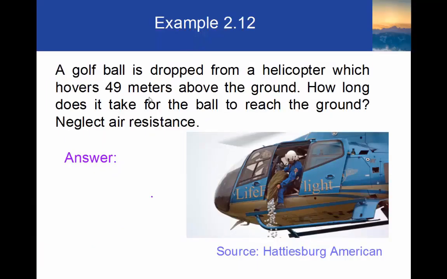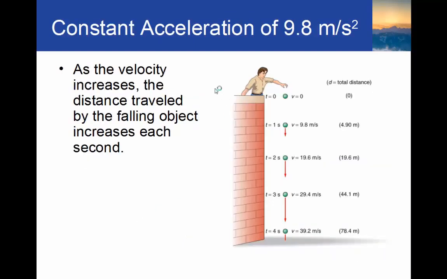So for our next example, we drop a golf ball from a helicopter, kind of like this guy's doing. And the helicopter is 49 meters above the ground. And so the question is, how long does it take for the ball to reach the ground, assuming that there's minimal air resistance? So this basically is going to make use of the fact that when you have an object which is falling, it has a constant acceleration of 9.8 meters per second squared. That's assuming that you're falling near the surface of the Earth with negligible air resistance.